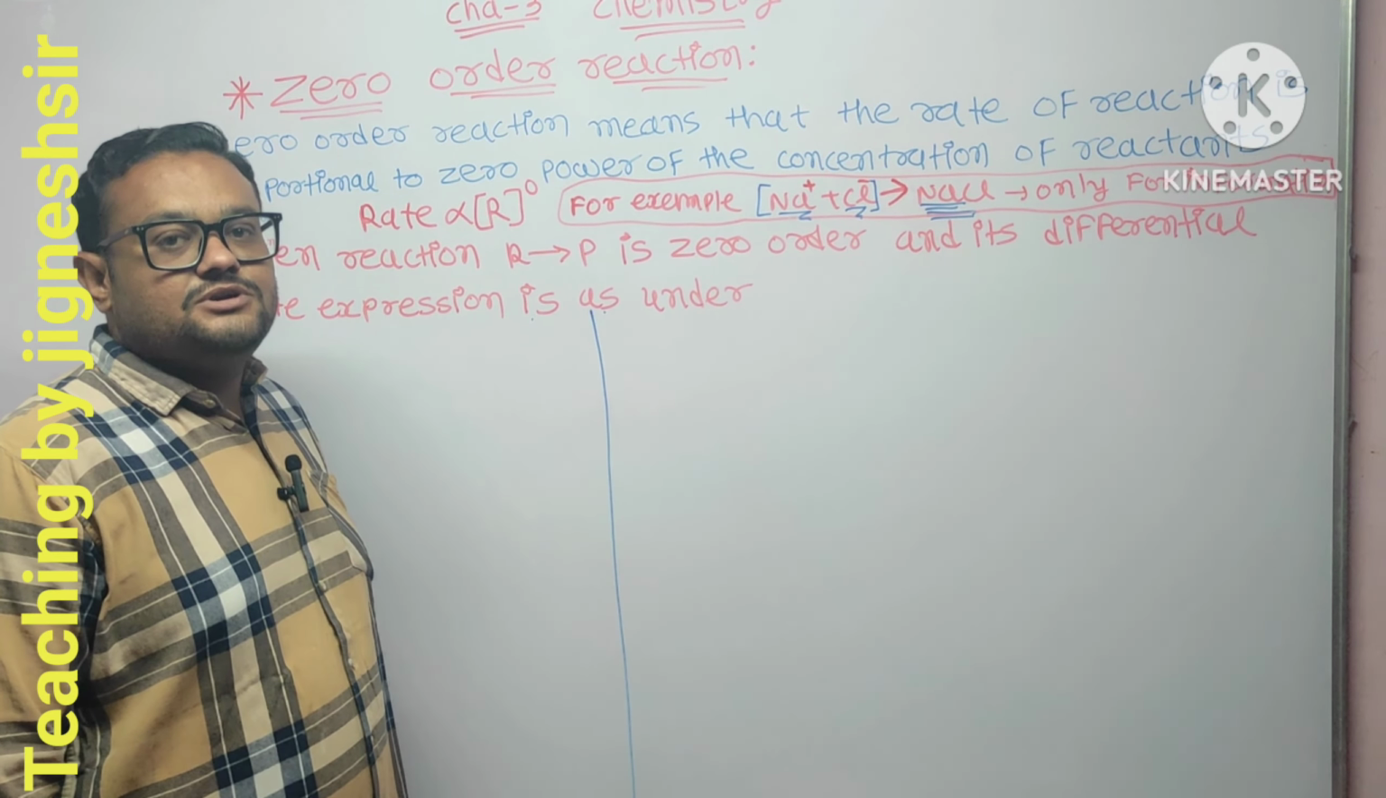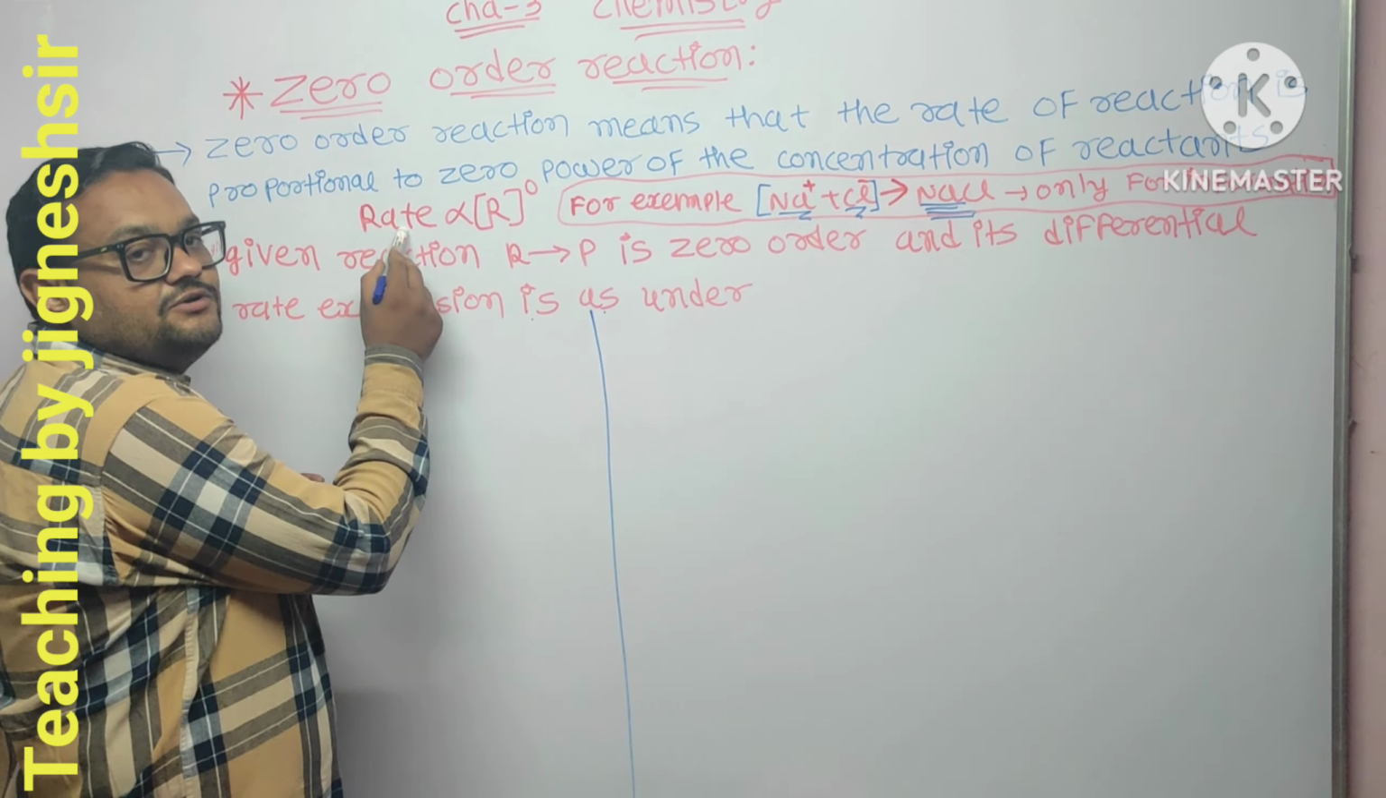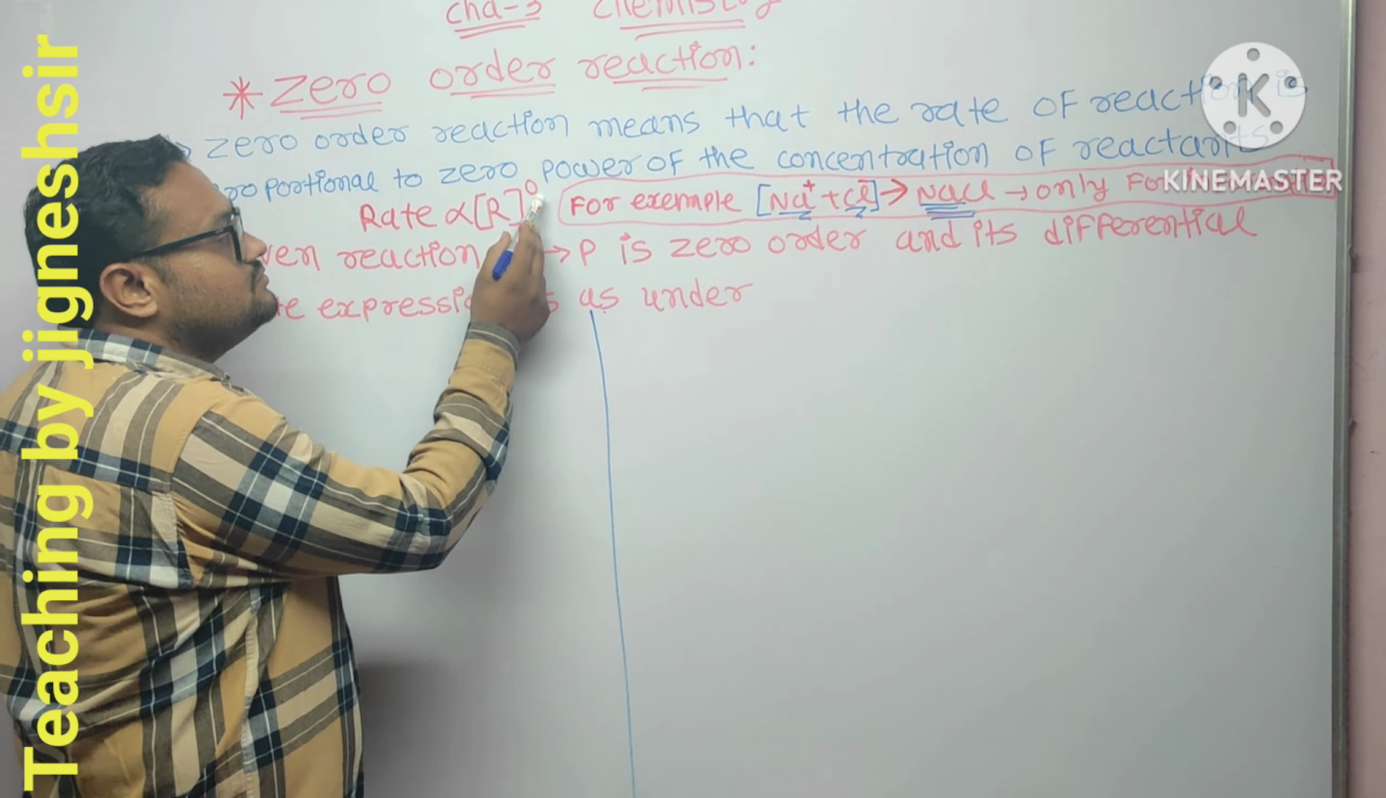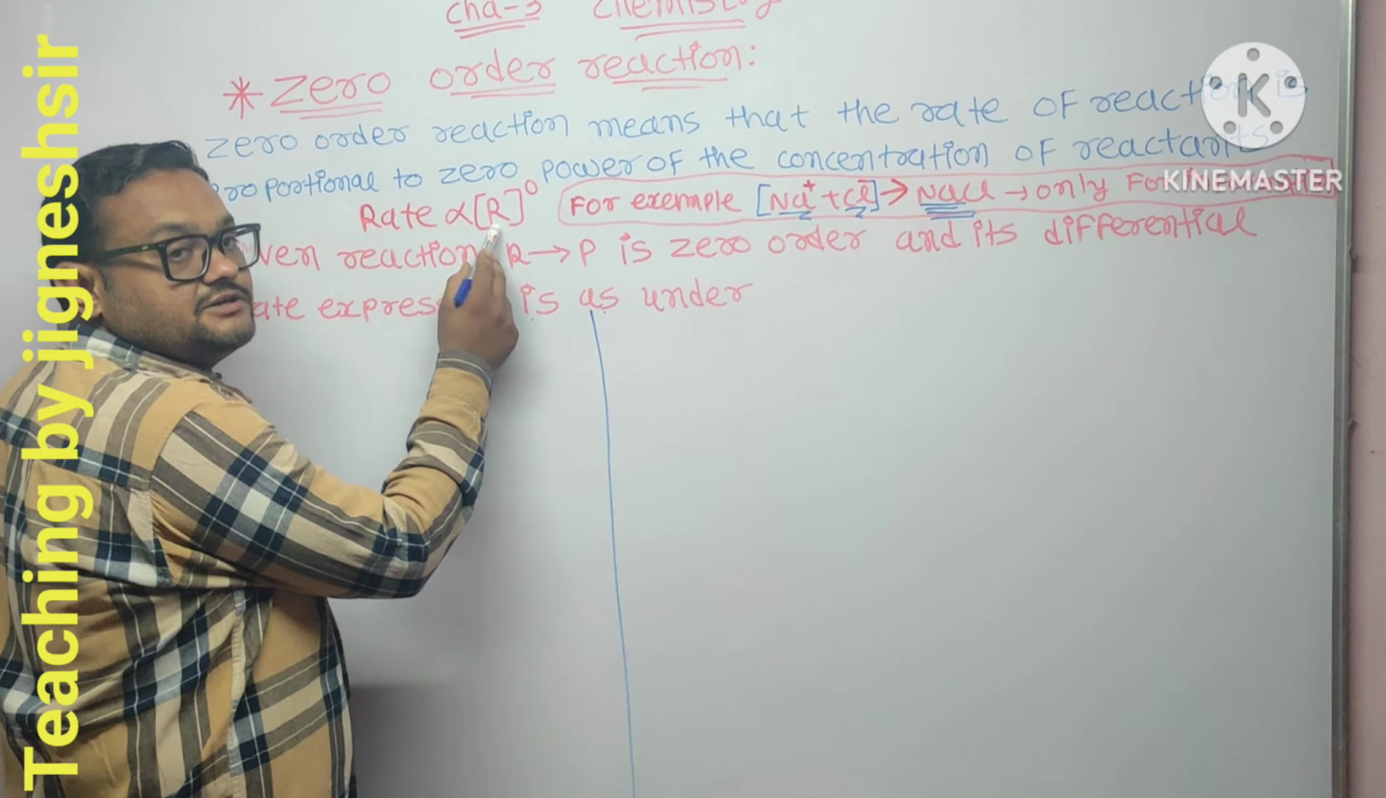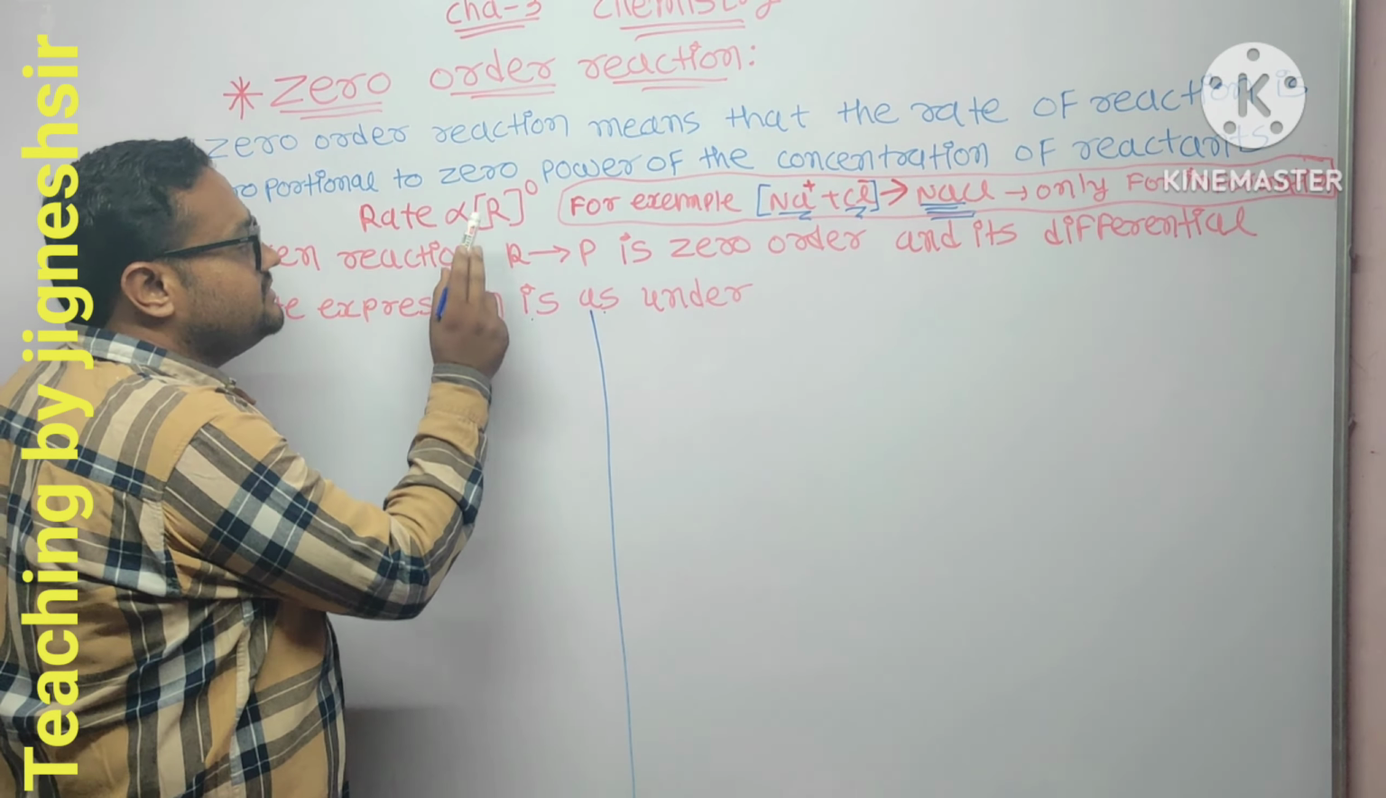Today's topic is zero order reaction. A reaction whose rate is proportional to the zero power of the reactant concentration is known as a zero order reaction.